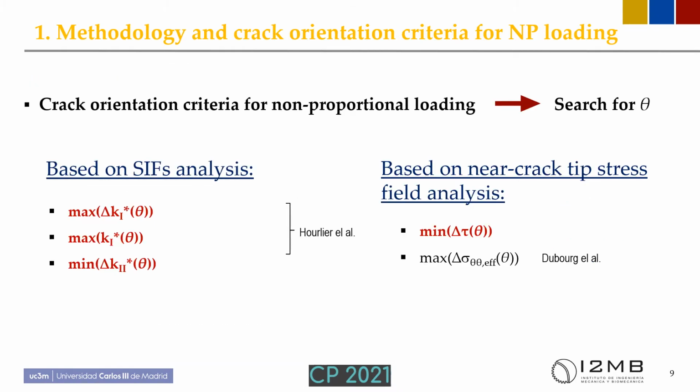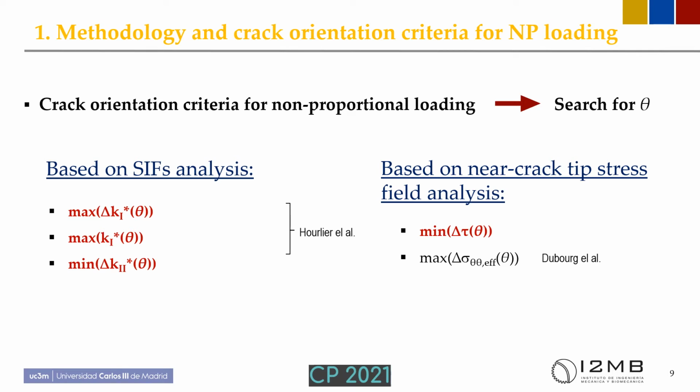When we want to assess the crack path, we need to know at which angle the crack will kink, and to this end, we will require a crack orientation criterion. In this work, we're going to review two main groups of crack orientation criteria. On one hand, those based on the stress intensity factors analysis.